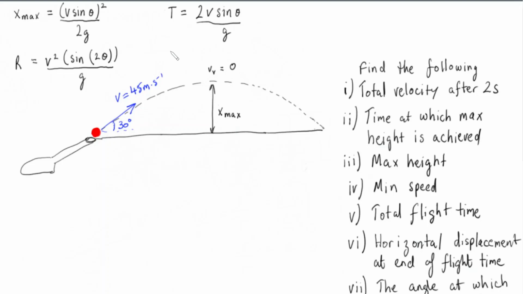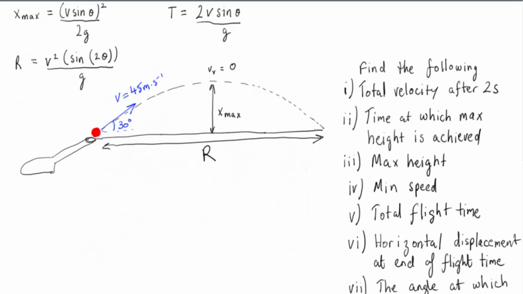Our second equation over here will give us the total time taken to complete the motion. And our bottom equation will give us the range, or the maximum horizontal displacement this ball will experience, and I will label that as well. So we'll call this R for range. So let's begin part 1 of our question, which requires us to find the total velocity after 2 seconds.